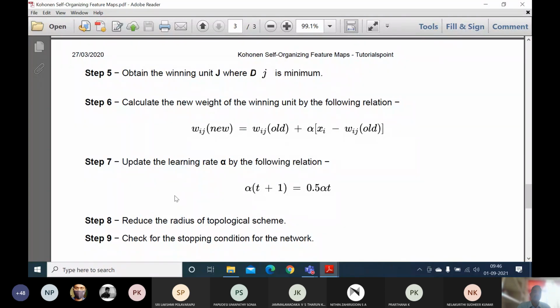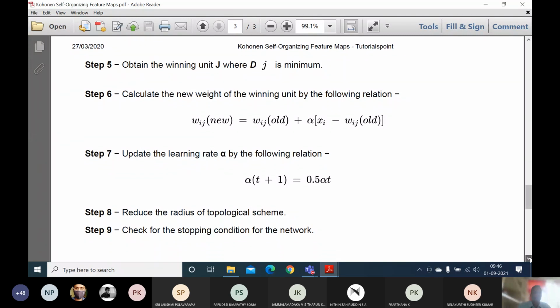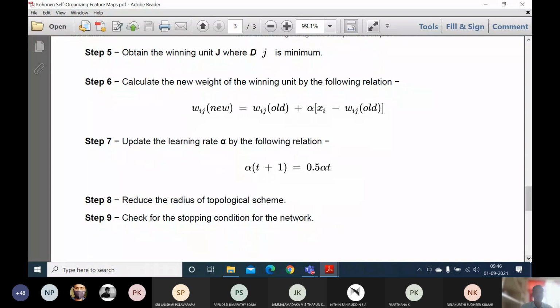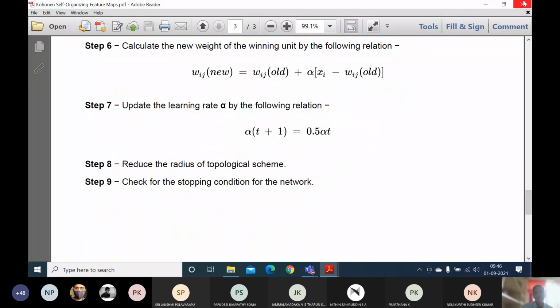In step number 7, I need to update the learning rate alpha by the following relation: alpha of t plus 1 equals 0.5 into alpha t. T is nothing but the time factor. Step number 8, reduce the radius of the topological scheme, either from grid 1 to grid 2 or grid 2 to grid 3, or like that, from grid 3 to 2 or 1, I need to reduce the radius. And step number 9, check the stopping condition for the convergence of the network. If the stopping condition is true, then I am going to terminate. If not, I am going to continue the process.